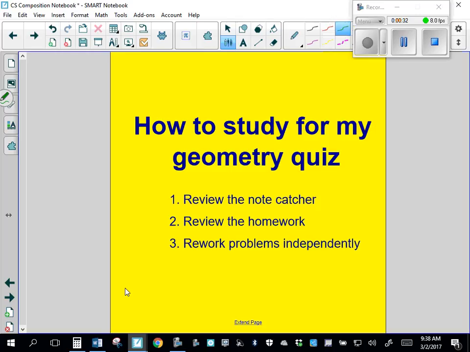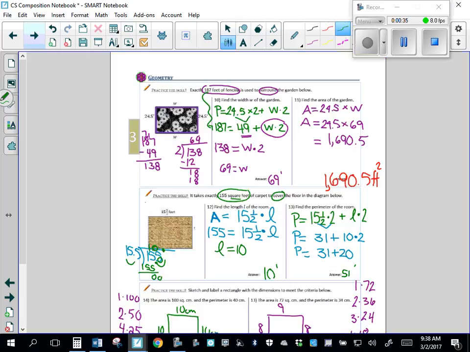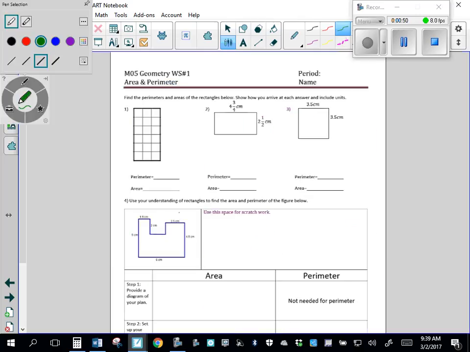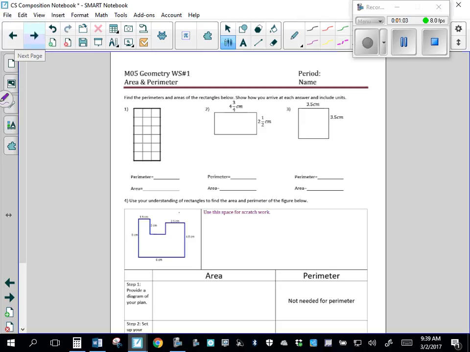And just remember, before we do that, the note catcher had quite a few problems. There's a page of problems there that are very important to study on the note catcher. But we're going to focus on these problems, which are also very important to study: finding the perimeters and areas of rectangles, and then complex shapes, and then also some more challenging problems on the second side of this worksheet.